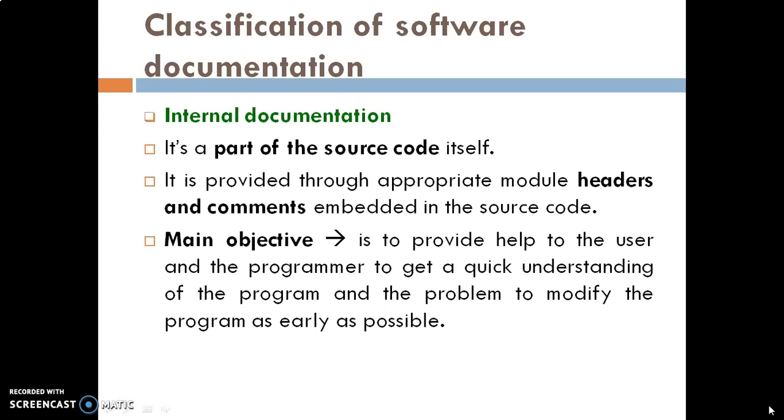Here is the classification of software documentation. The first one is internal documentation. It is a part of the source code itself. It is provided through appropriate module headers and comments embedded in the source code. The main objective of internal documentation is to help the user and the programmer get a quick understanding of the program and the problem, to modify the program as early as possible.